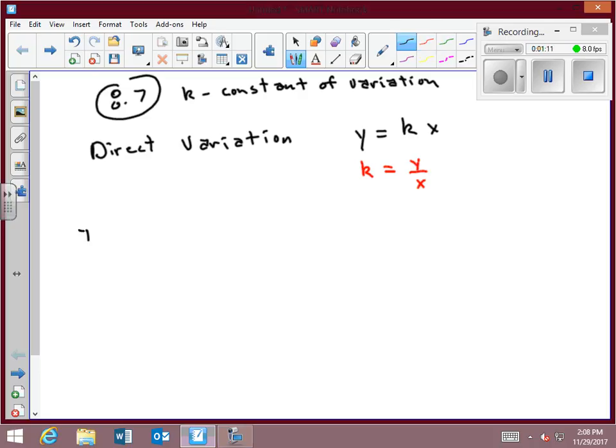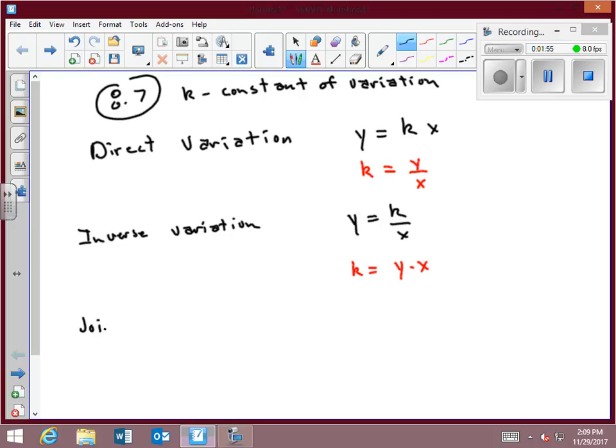Inverse variation is y equals the constant of variation over x. And if you solve for the constant of variation there, you'll see that it's y times x. So you can either do the red or the black, whichever one you're more familiar with, or if you aren't, it's probably better to learn it in the black when you read a problem.